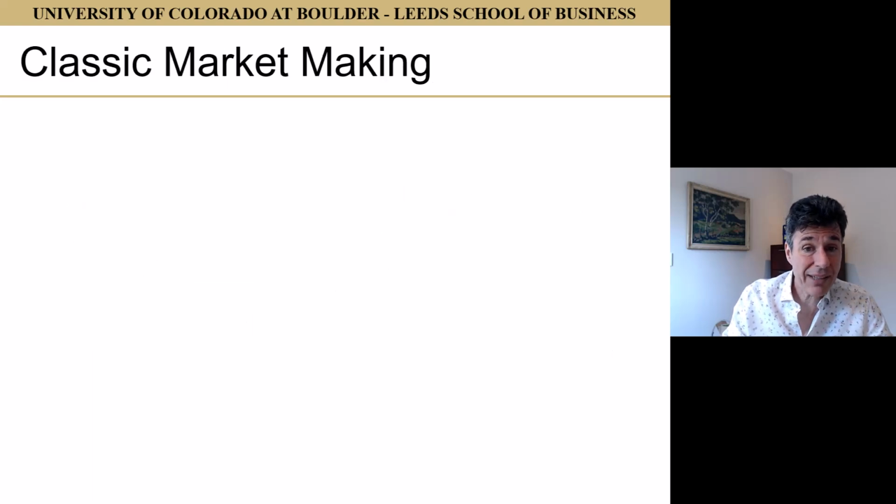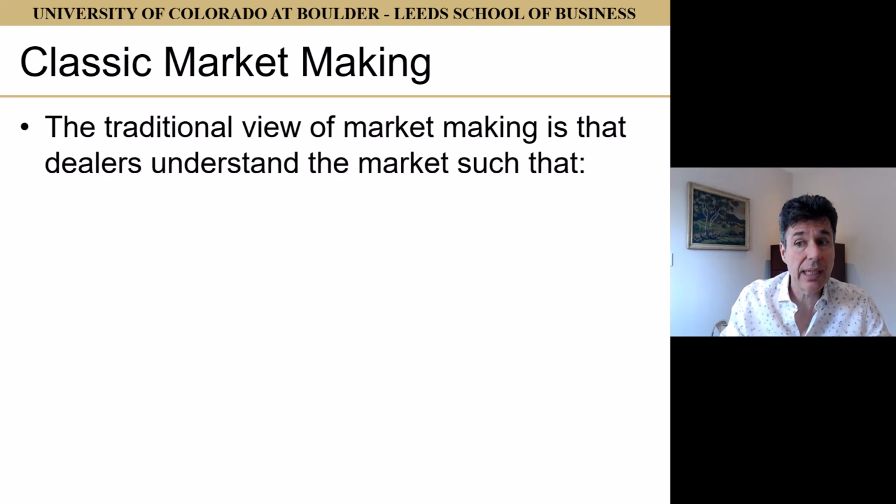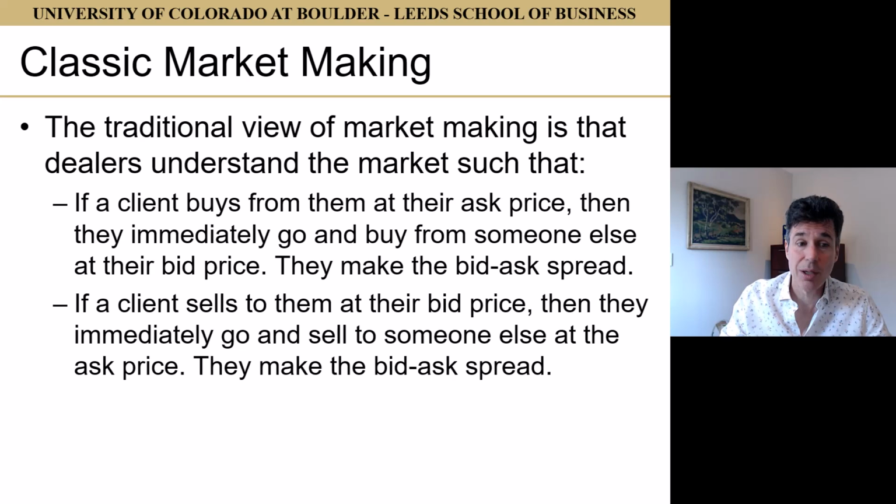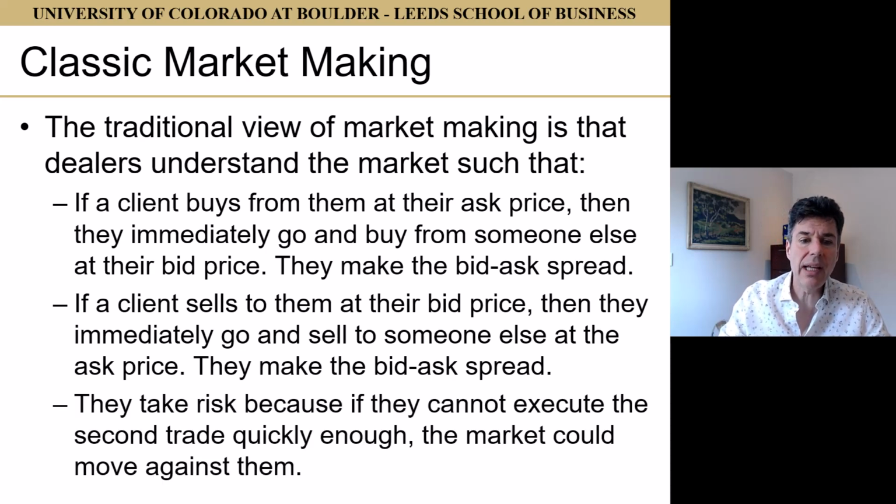Now, classic market making, and again, we think about this in stock trading and so on, is that the dealers understand the market such that if a client buys from them at the ask, the dealer immediately goes and buys from someone else at their bid, and they make the bid-ask spread. Or alternatively, if a client sells to them at their bid, then they immediately go and sell to someone else at the ask, and again, make the bid-ask spread. They're taking risk because if they can't execute the second trade fast enough, the market can move against them.